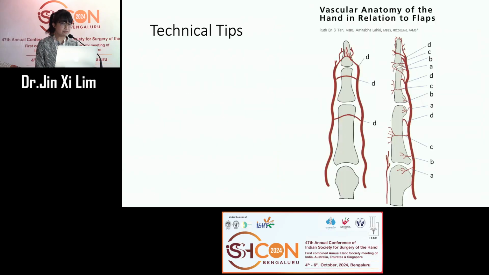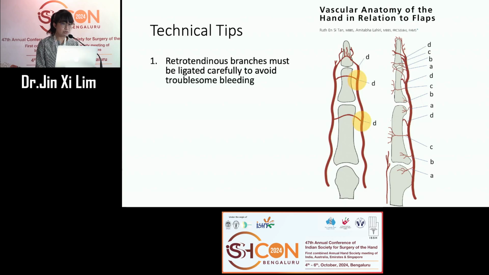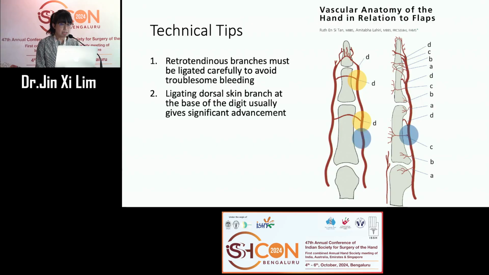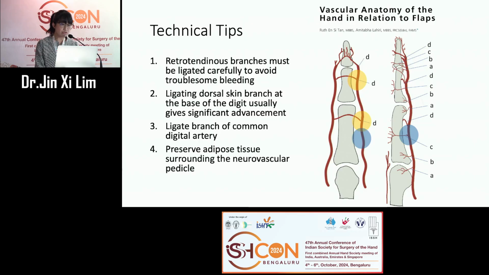Some technical tips for everyone. First, the retrotendinous branches must be ligated carefully to avoid troublesome bleeding after you release the tourniquet. Ligating the dorsal skin branch at the base of the digit usually gives significant advancement. If we need more advancement, we need to ligate the branch of the common digital artery after the MCPJ. And we should try to preserve adipose tissue surrounding the neurovascular pedicle.